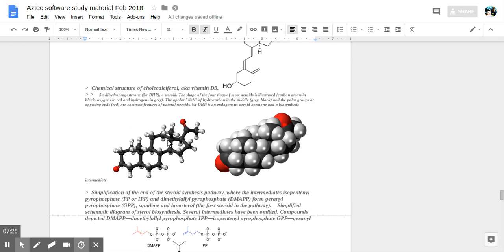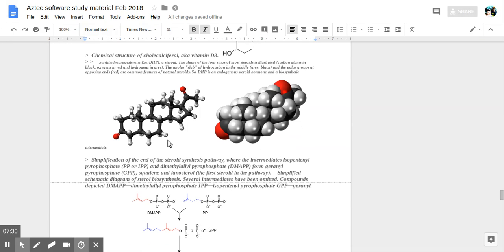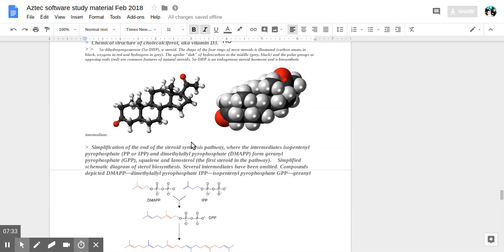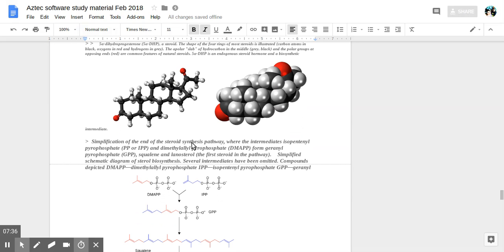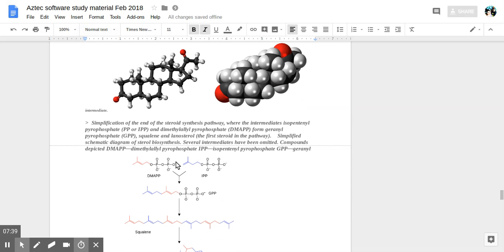So there's an endogenous steroid hormone, a biosynthetic intermediate. That's showing it in 3D. And then here we have the simplification of the end of the steroid synthetic pathway, where the intermediates isopentenyl pyrophosphate, or IPP, and dimethylallyl pyrophosphate, DMAPP, form geranyl pyrophosphate, as well as squalene and lanosterol, the first steroid in the pathway.